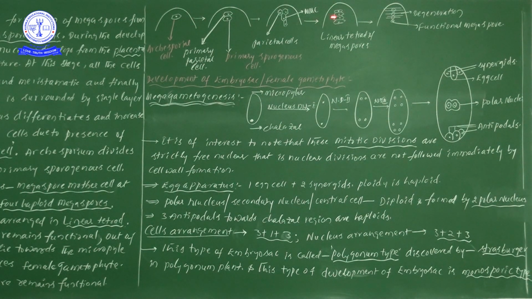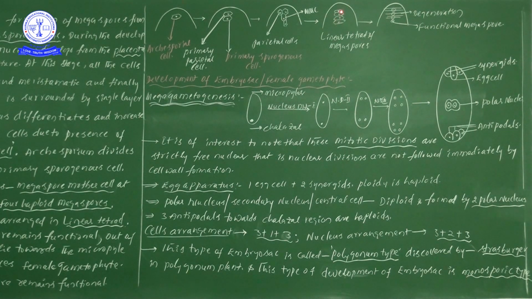This entire process is taking place towards the micropylar region only. Don't forget that point. Next, this particular megaspore mother cell undergoes meiotic division. Here we can write the meiosis process, or the reductional division. Thereby linear tetrad megaspore formation can be observed. The linear tetrad formation takes place only when this megaspore mother cell undergoes meiotic division.